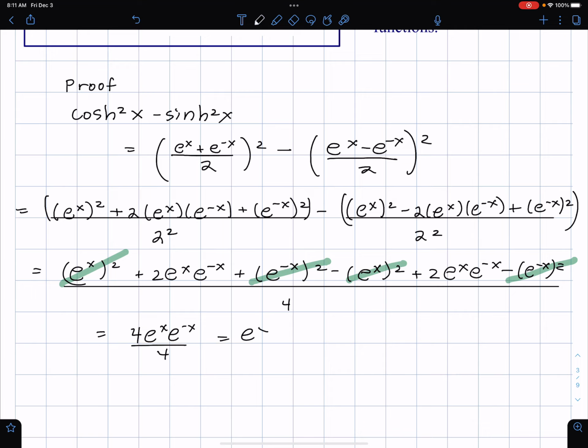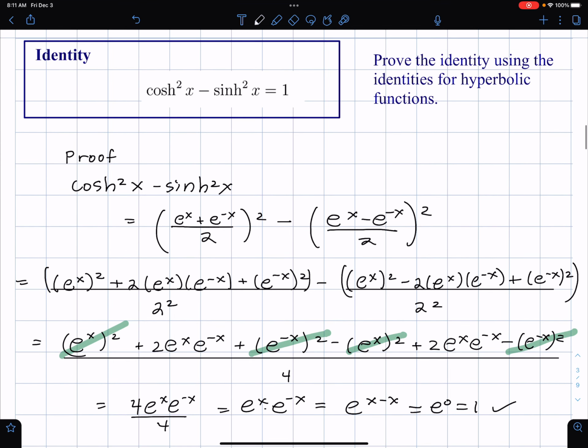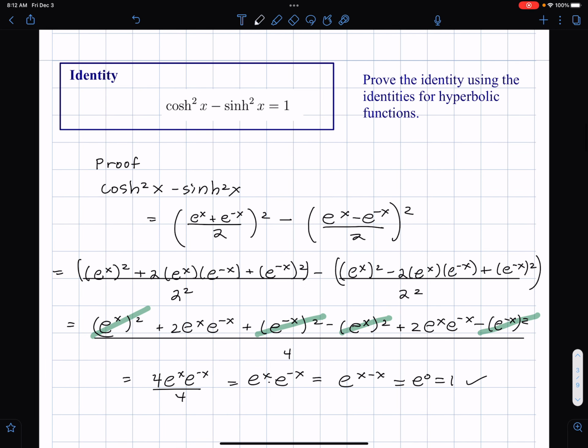So that gives e to the x times e to the negative x, but these have the same base, e, so we add the exponents. So that gives e to the 0, which is 1. Yay, proved our identity: cosh squared x minus sinh squared x is equal to 1. Okay, so we have that one. It's a good one.